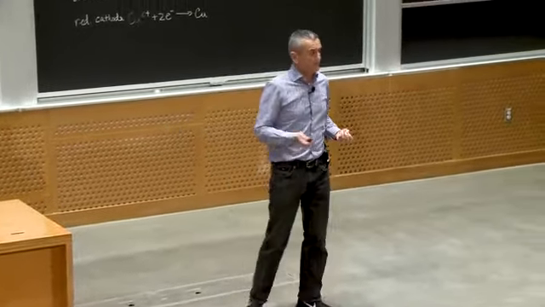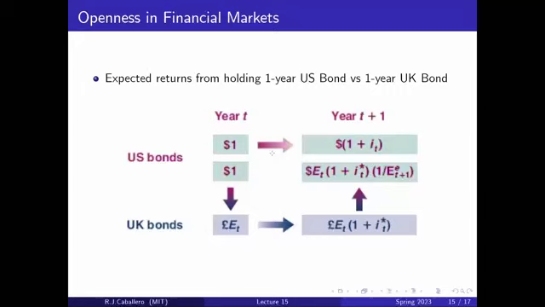Suppose you have $1 to invest, and you have two options. One is you buy a dollar bond. The dollar bond gives you an interest rate of i_t. So, say 5% nowadays, more or less: if you have $1 today and you invest it in a dollar bond, next period you're going to get 5 cents on that dollar at the end of the year. So that's what you get if you invest in the dollar bond.